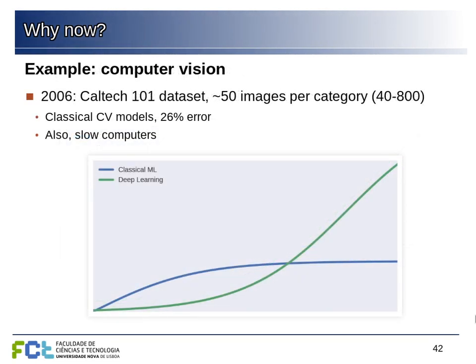So, for example, take this computer vision and image classification problem. Up to 2006, we had the Caltech database, which had 101 categories of images and about 50 images for each category. The best models for this were classical computer vision models that used rules for extracting features and then computed statistics on the features. They had about a 26% error on the categories, but they worked very well.